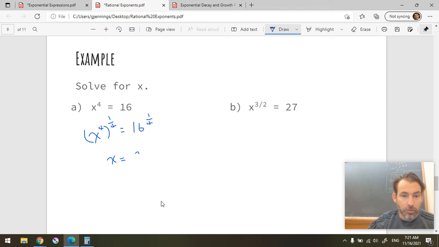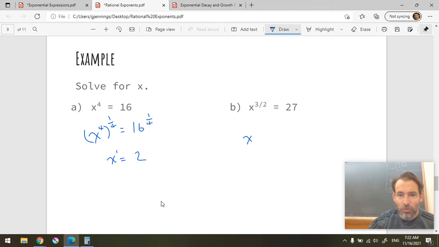X equals 2. Because this 4 times 1 over 4 is x to the 1. And then 16, the fourth root is 2. Okay. X to the 3 halves is equal to 27. Well, that's interesting. Well, that means that x is 9. Yeah. So how do I do that?